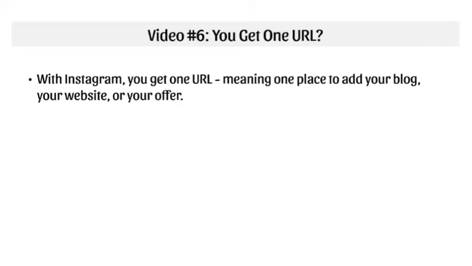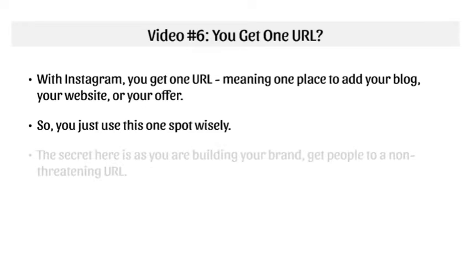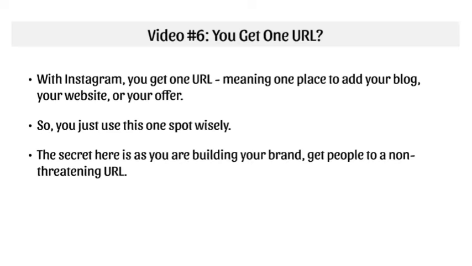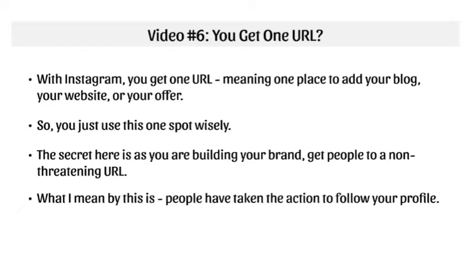All right, so with Instagram, like I said, you got to choose one spot wisely, right? Now, the secret here is because you're trying to build your brand and your lifestyle, the ideal place to direct them to is just your website, which could be your WordPress site. And then on your WordPress site, you have your blog, your website, and your offers all on that particular site. So the secret here is because you're building a brand, because you're building a lifestyle, you want to still brand yourself.